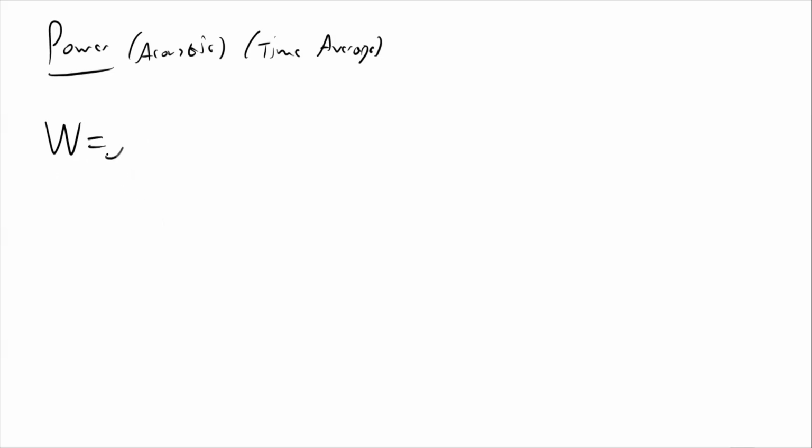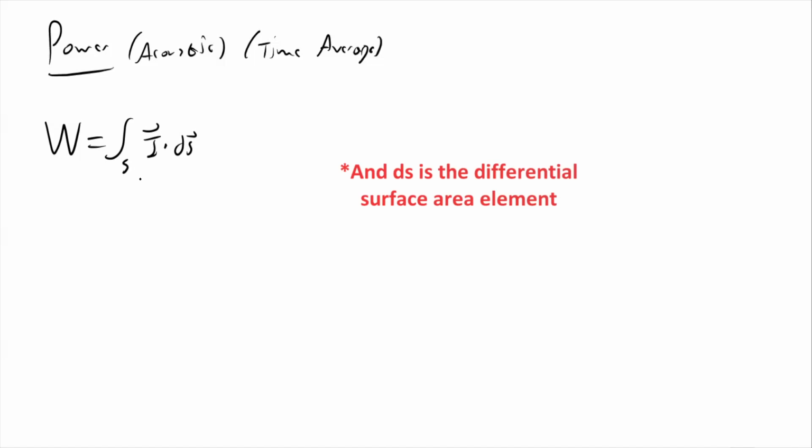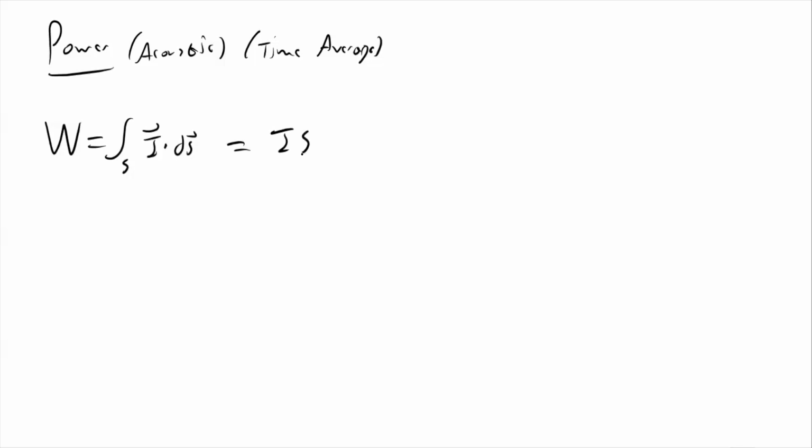So W is the surface integral over intensity dotted with dS, where dS is equal to n dS without the vector, where n is the outward normal. Now, if the intensity vector and the outward normal to the surface are parallel, then we can write this as simply I times S. So power is a scalar quantity.